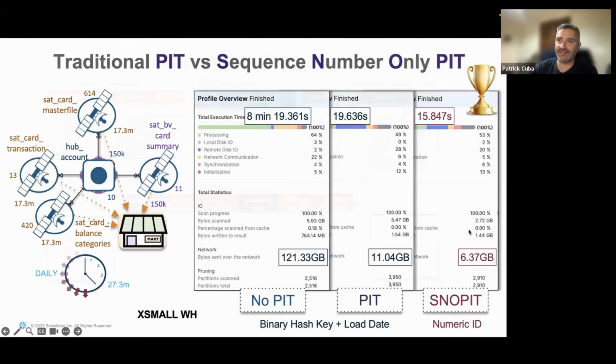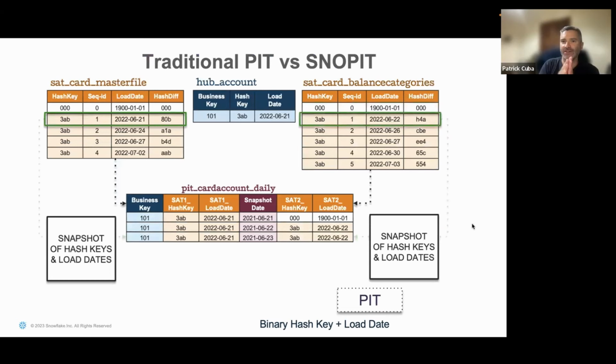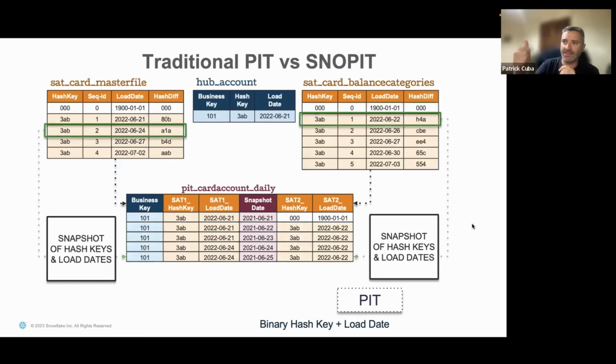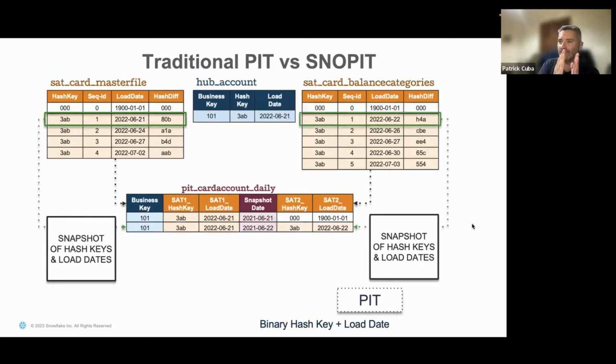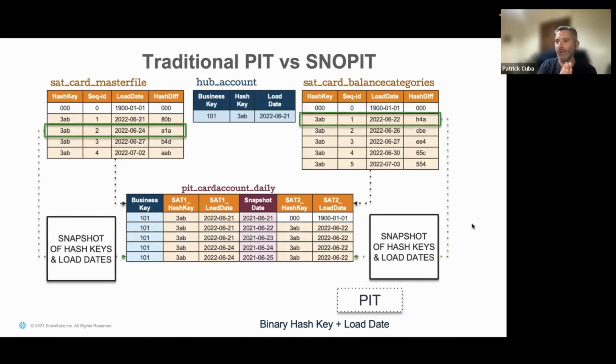And for those not initiated with PITs and snow PITs, basically this is how it works. You designate a start and end date for the snapshot that you want to take of the hash keys and load dates of satellites around a hub or link. And then you fill in what load dates and keys are applicable for that snapshot date, right? And you say like 1st of Jan to the 31st of Jan, you can take a snapshot every day or once a week or however you want to do it.